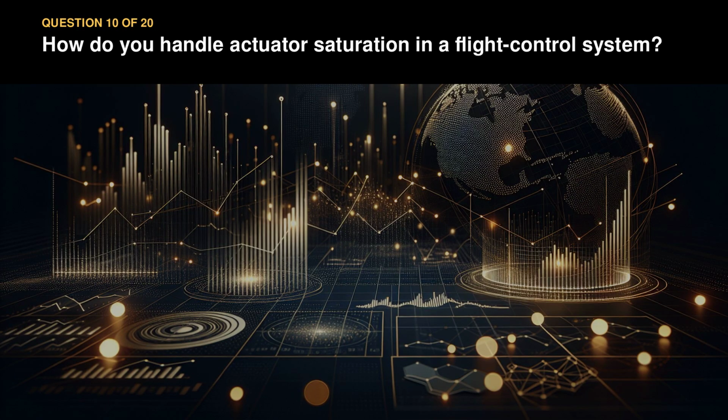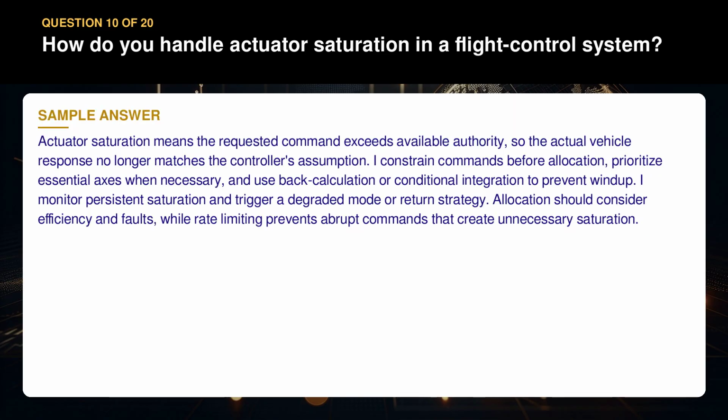Question 10. How do you handle actuator saturation in a flight control system? Actuator saturation means the requested command exceeds available authority, so the actual vehicle response no longer matches the controller's assumption. I constrain commands before allocation, prioritize essential axes when necessary, and use back calculation or conditional integration to prevent windup. I monitor persistent saturation and trigger a degraded mode or return strategy.